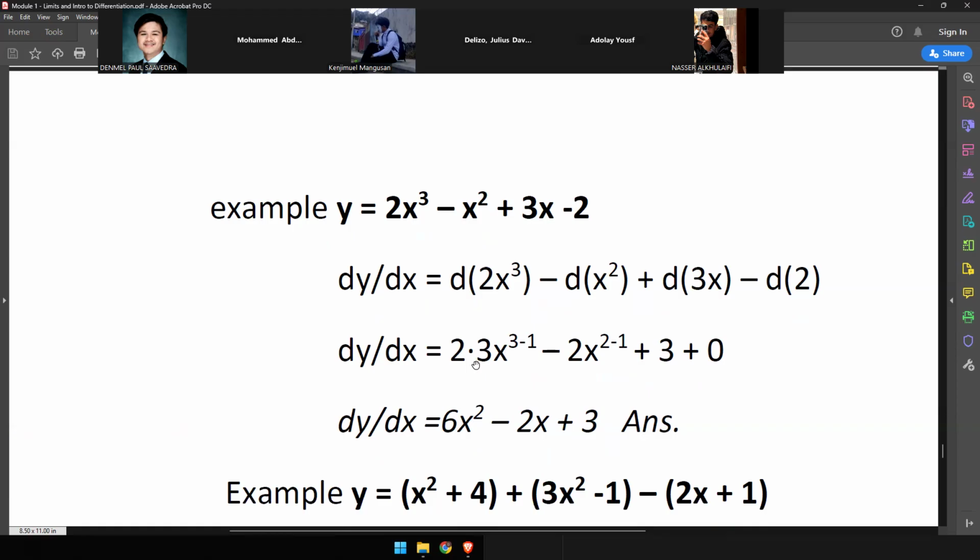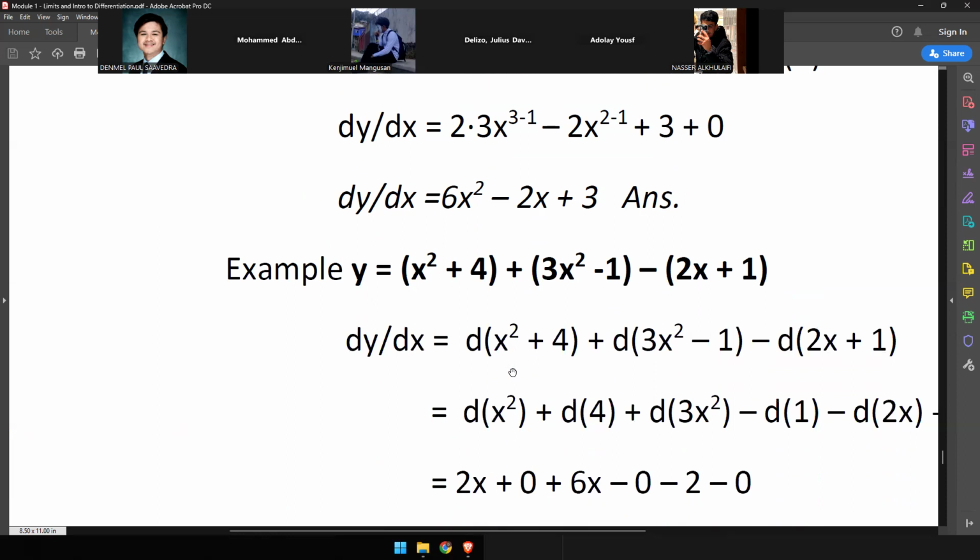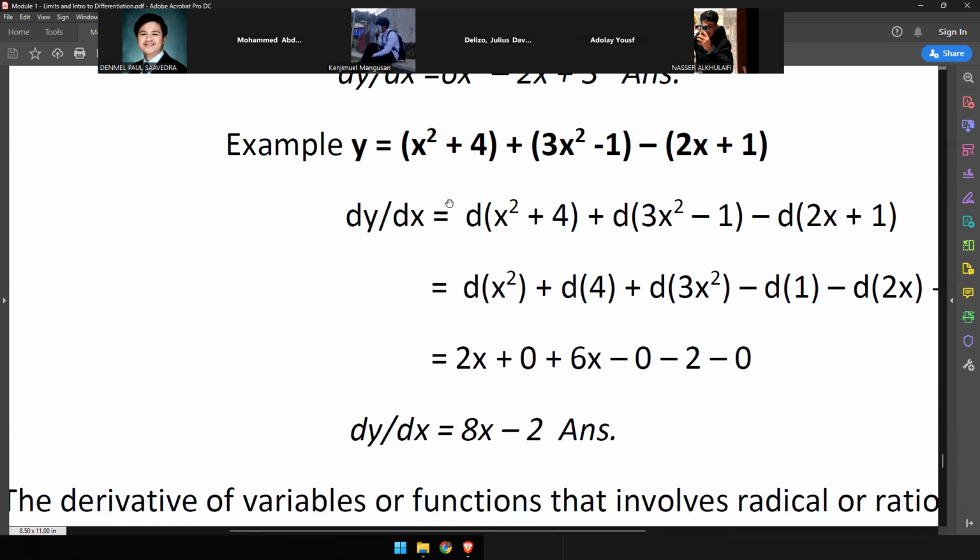No, sir. Okay, so let us have more example. Okay, so this one. So again, if we are going to derive this, it's only proper to write this one into dy over dx. So it's like changing y in terms of x. Okay, dy over dx, and then is equal to the derivative of x squared plus 4, derivative of 3x squared minus 1, minus the derivative of 2x plus 1. Okay, it's like just placing d for each term or expression.